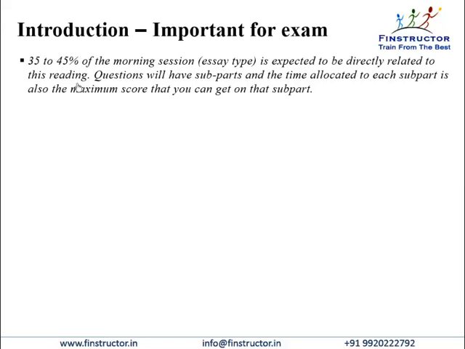So please remember that about 35 to 45% of the essay type section is expected to be directly related to this reading. So the questions normally have subparts, and the essay type paper will have 180 minutes. Each minute will be equal to 1 mark. So the time allocated to the subpart is the maximum score that you can get on that subpart. So that's true for the entire essay type section on the morning.